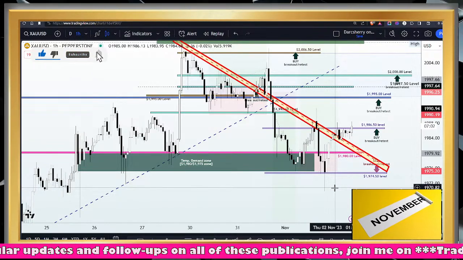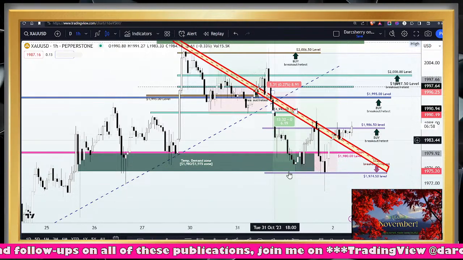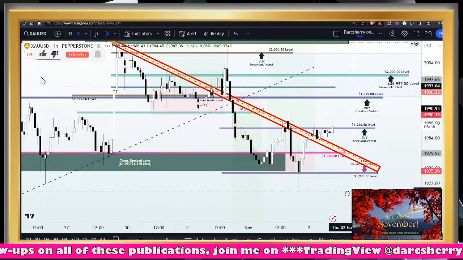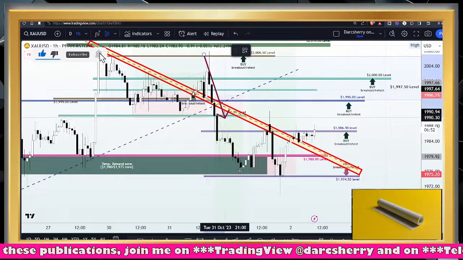Now, if we take into consideration what happened in the last 48 hours, you remember we saw this descending trend, this impulsive bearish move to the downside.